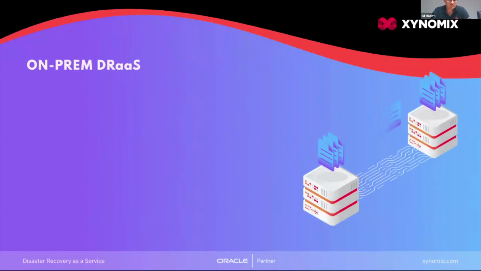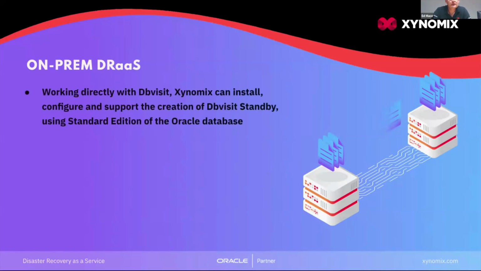So we've got two deployment models that we can do, which is the on-prem DR as a service, as well as the cloud, which we'll come on to in a second. So Xynomix works, as I mentioned, directly with Dbvisit. So we can set up, install, configure, and implement the Dbvisit standby configuration on the Standard Edition. And of course, that works the same for DataGuard if you are running Enterprise Edition as well.